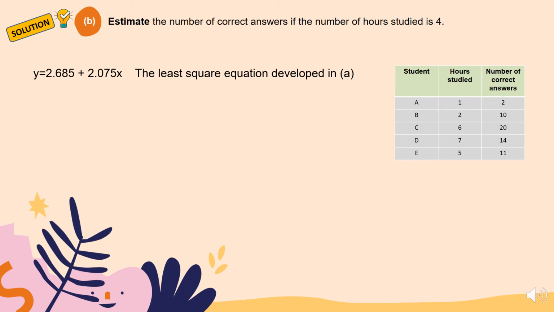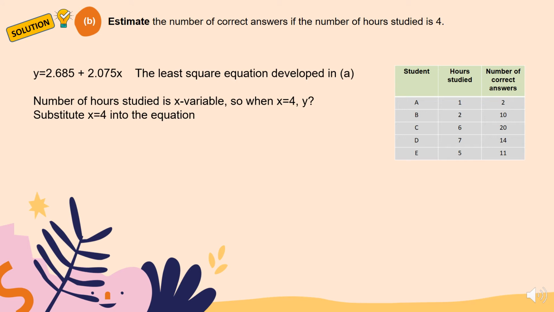In order to predict, we just have to plug the value x equal to 4 into the equation. So we will get the y value, or the number of correct answers, equal to 10.985. That answers the second question on the prediction of the response given the value of the independent variable.